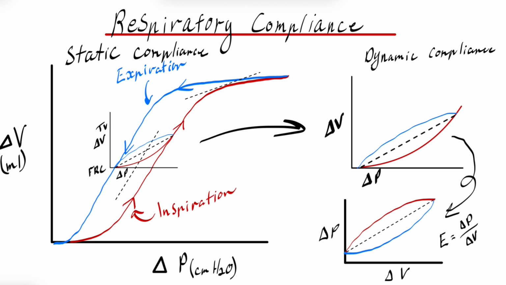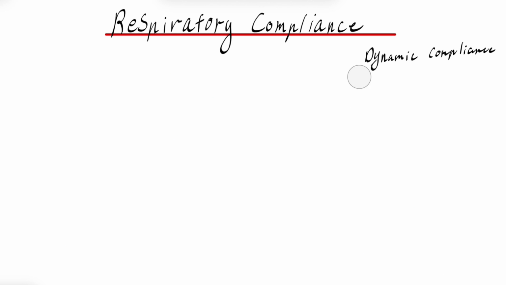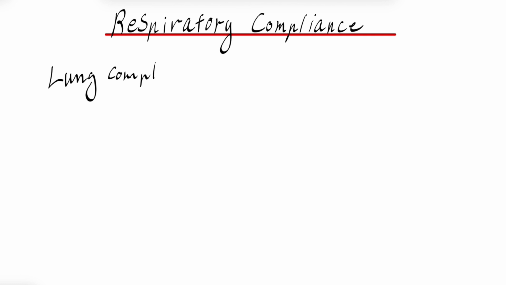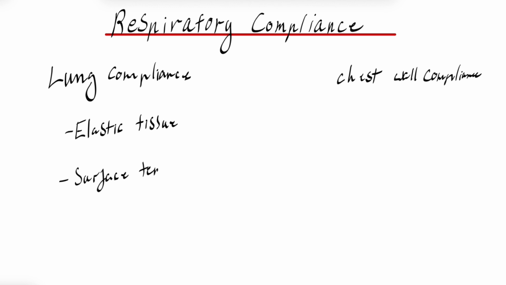So if we go back to compliance and we split our compliance up into lung compliance and chest wall compliance, your lung compliance is determined mainly by the elastic tissues of the lungs and the surface tension within the alveoli. And the lungs naturally recoil inwards due to the elastin and collagen fibers and the alveolar surface tension, as we mentioned. The surface tension contributes significantly to lung recoil, and this is where surfactant becomes really important here.